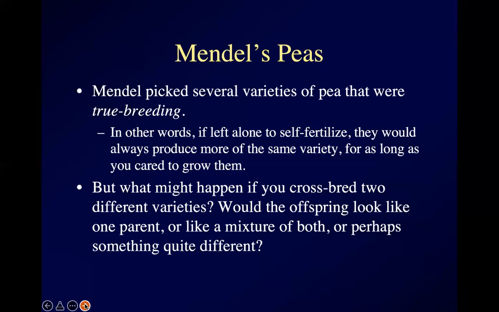Maybe the offspring would be in between and they'd have pink flowers or magenta flowers, or maybe spotted flowers, or maybe flowers that were half purple and half white, or maybe something quite different. There are lots of different possibilities, lots of different hypotheses we could come up with as to what Mendel would get.